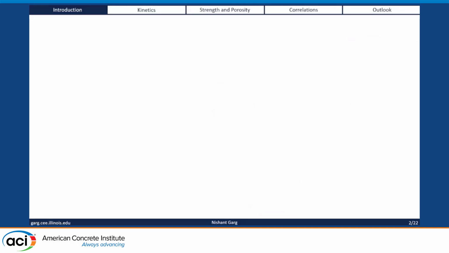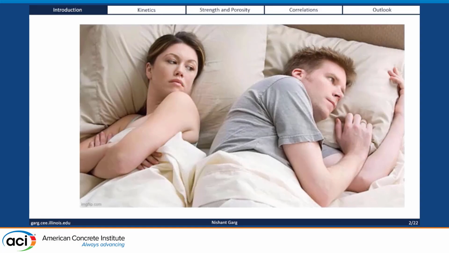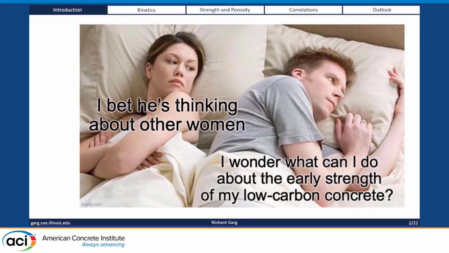And I see a lot of students in this room, and one of the things I know is that students communicate best via memes, so I'm going to start with a meme. I hope I don't offend anyone, but I hope you have seen this meme. It's pretty common, right? You have this situation where one spouse is thinking, I bet he's thinking about other women.